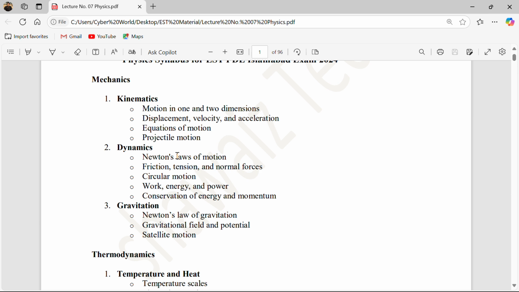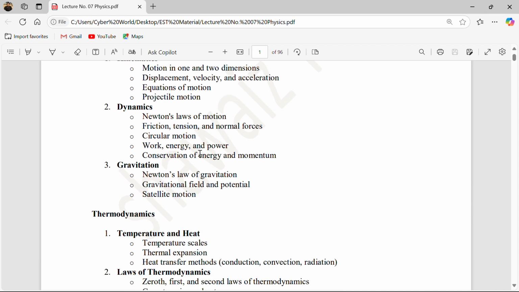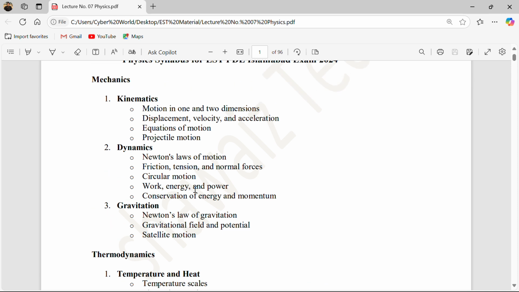Okay, and dynamics, the questions came from Newton's third law of motion. Okay, Newton's laws of motion, friction, tension, normal forces, circular motion, work, energy and power, and the conservation of energy and momentum. Whereas the gravitation is concerned, your Newton's law of gravitation, gravitational field, potential, and satellite motion, these topics will come. Okay. Now move on.